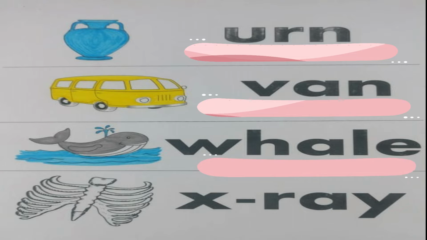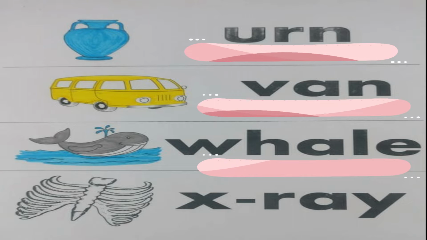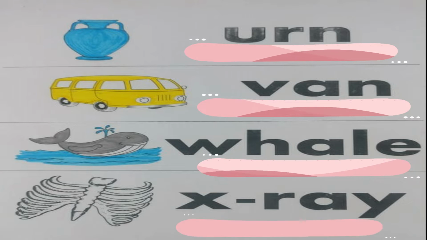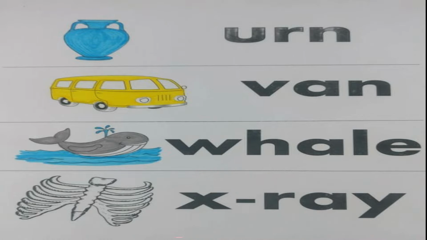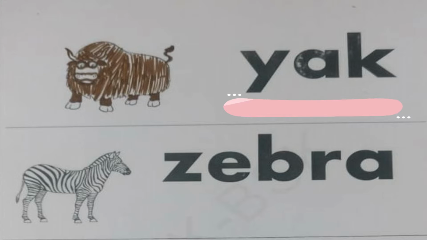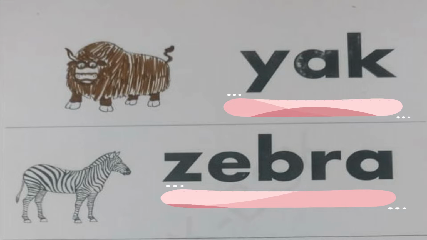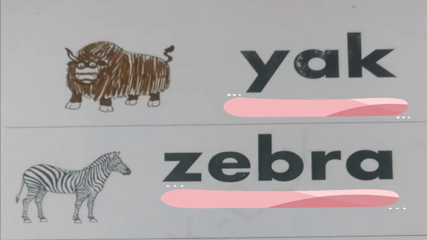W. W sounds V. V as in whale. X. X sounds X. X as in X-ray. Y. Y sounds Y. Y as in yak. Z. Z sounds Z. Z as in zebra.